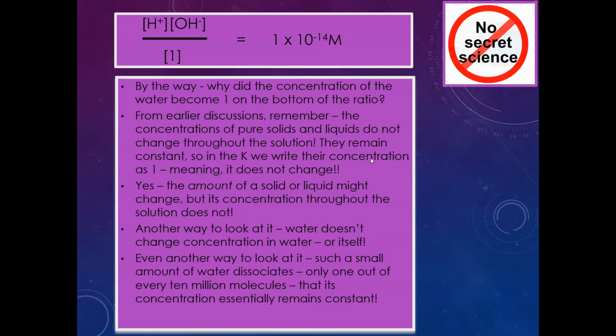Why did the concentration become 1 on the bottom? Because if you remember from our earlier conversations before break, the concentrations of pure solids and pure liquids are not changing through the solution. They're going to remain constant. So in the equilibrium constant, we're going to write their concentration as 1, meaning it's not changing. Yes, the amount might change, but the concentration through the solution is not.